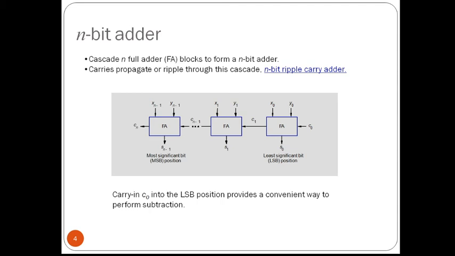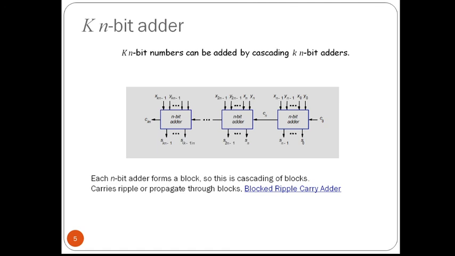In order to perform the subtraction operation x minus y on 2's complement numbers x and y, we perform the 2's complement of y and then add it to x. This is how subtraction of two numbers is done.